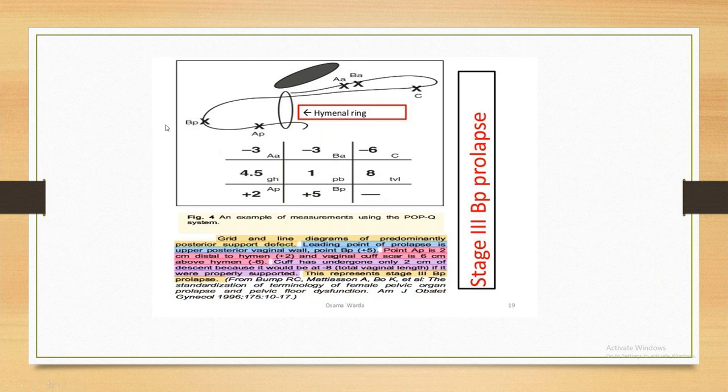Now, see the anterior vaginal wall, two points, Aa and Ba. Both are at minus 3. So, is there any prolapse of the anterior vaginal wall?